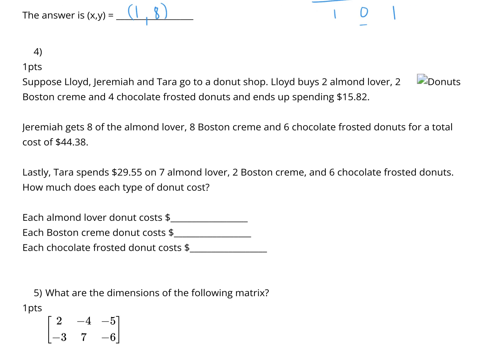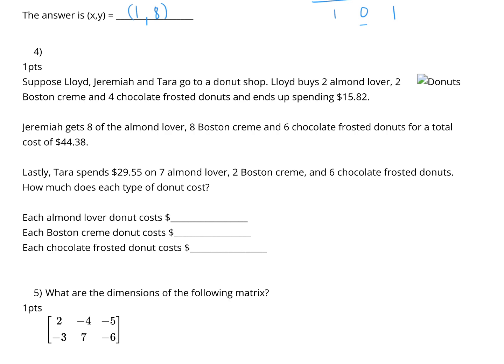Suppose Lloyd, Jeremiah, and Tara go to a donut shop. Lloyd buys 2 almond lover, 2 Boston cream, and 4 chocolate frosted donuts and ends up spending $15.82. Jeremiah gets 8 of the almond lover, 8 Boston cream, and 6 chocolate frosted donuts for a total of $44.38. And then lastly, Tara spends $29.55 on 7 almond lover, 2 Boston cream, and 6 chocolate frosted donuts. How much does each type of donut cost?